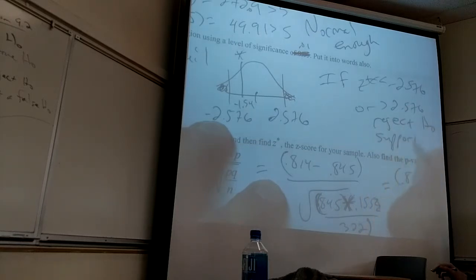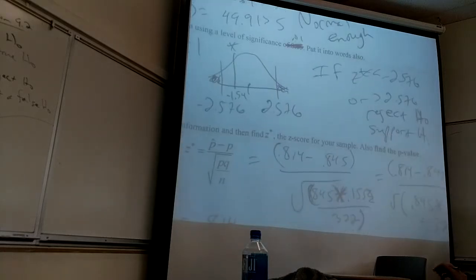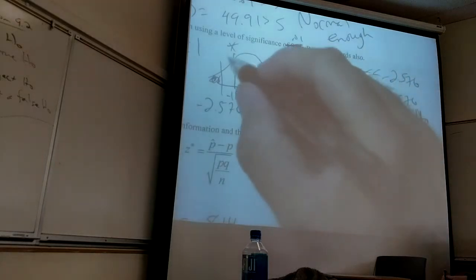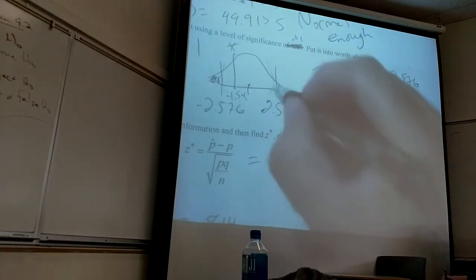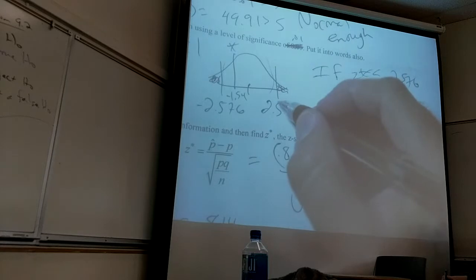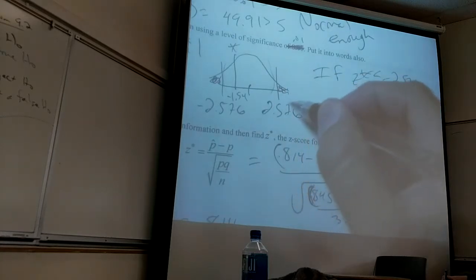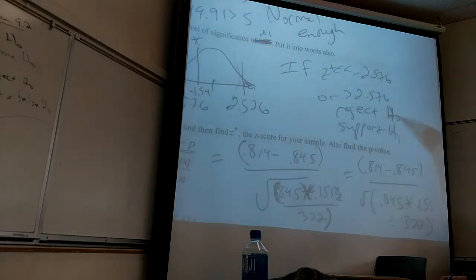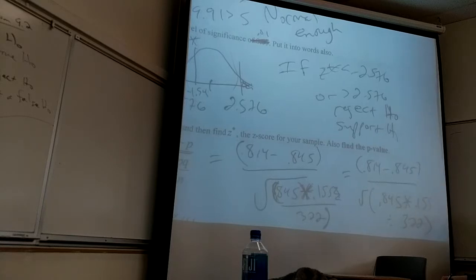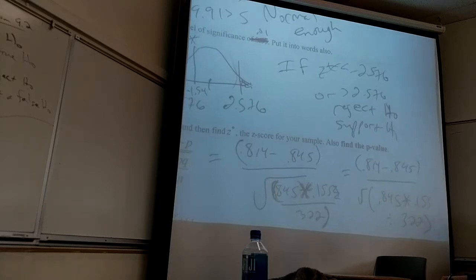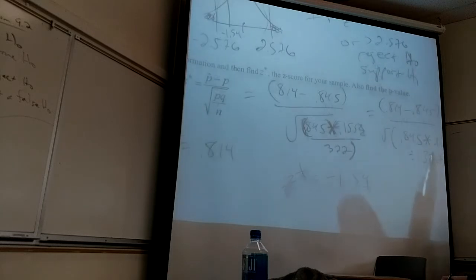Support the H1. The null is the one that's got the equal sign in it always, so it thinks it's in here somewhere. So if we get out into the rejection region, then it looks like that statement is wrong. We can reject that statement. We can support the other statement, because it's the opposite. It thinks it's outside.